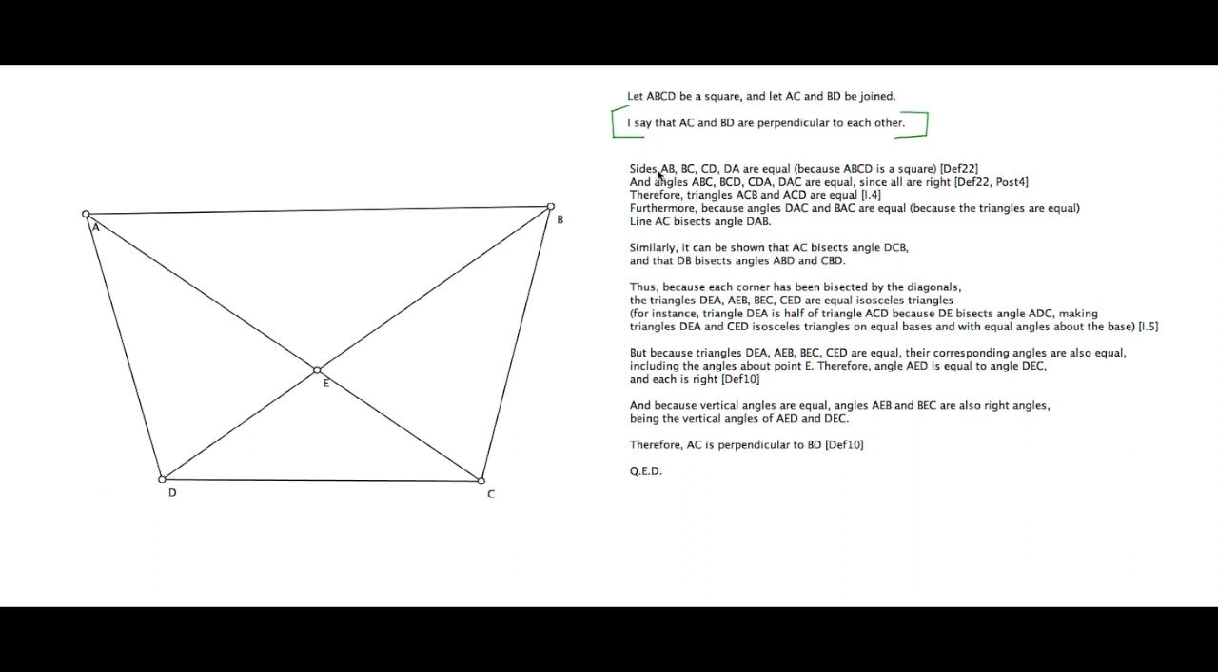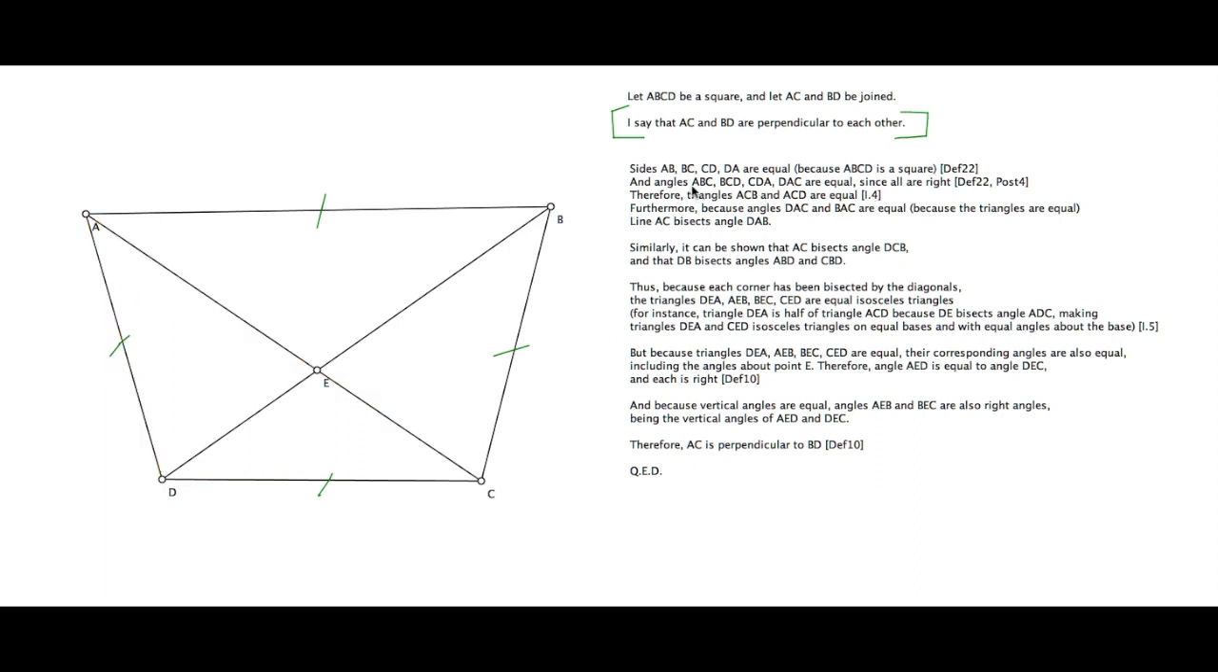So sides AB, that's this side, and BC and CD and DA are all equal because ABCD is a square, and this goes back to definition 22, right? Because we know that part of the definition of a square is that the sides are all equal. So we begin by establishing all the things that we know. We know that the sides are all equal, so I'll actually mark that for us to make it easier to visualize. All those sides are equal.